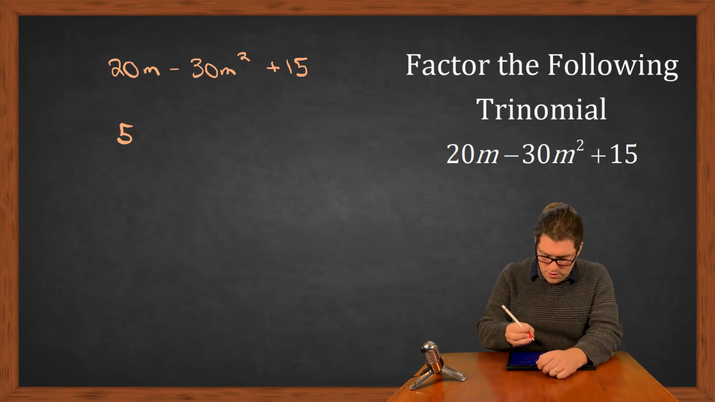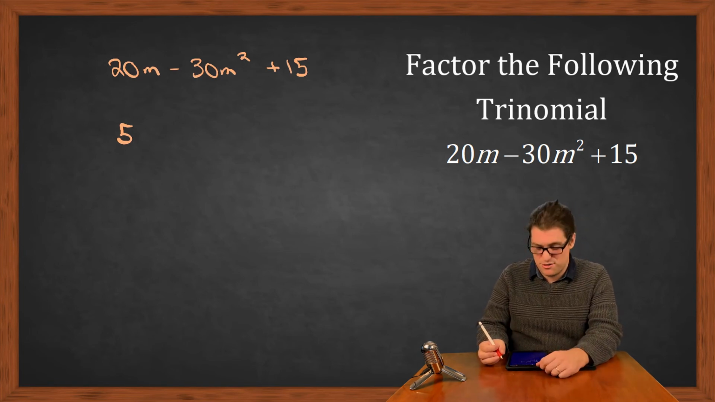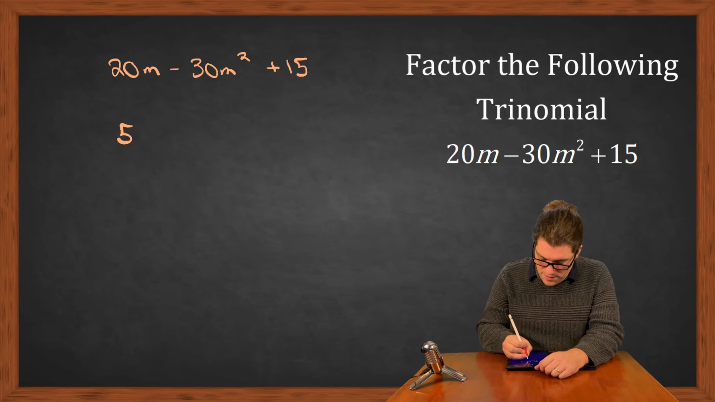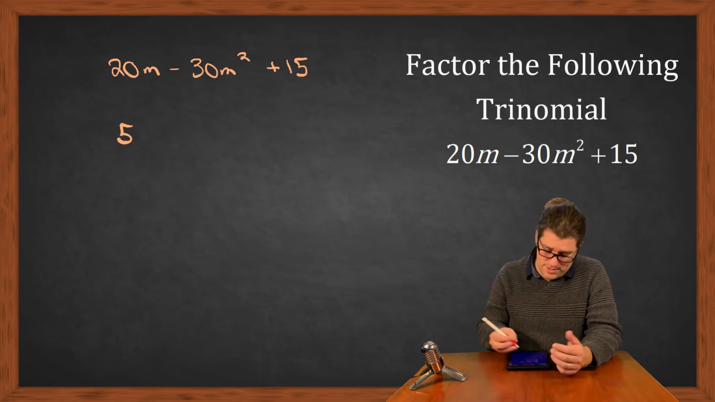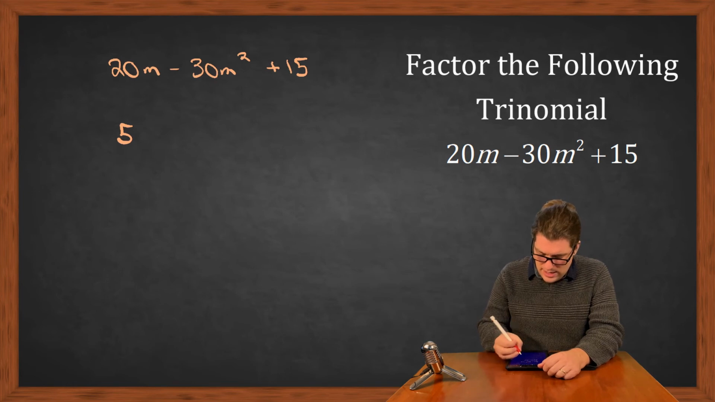What am I left with? Well, 20 divided by 5 is 4, and then no m change because I'm not factoring an m out. 30 divided by 5 is 6. M squared, no m's factored out, is still m squared. And last, 15 divided by 5 is 3.